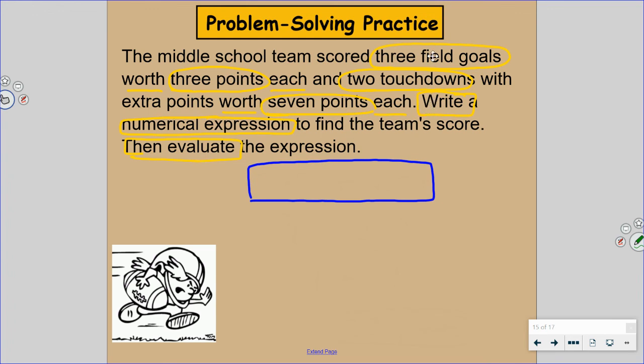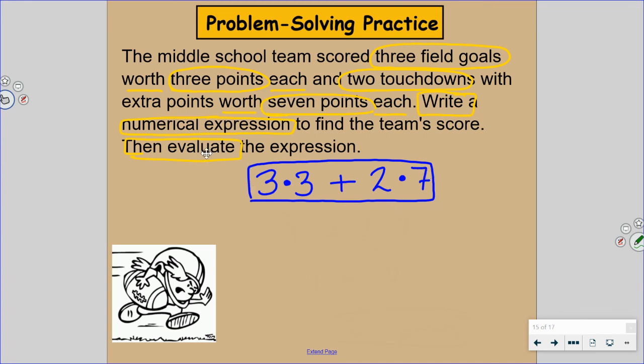First, we're going to write. Now, 3 field goals, 3 points each. It's going to be 3 times 3. But and also means we're going to put something together. So we're going to add. See, we got 3 field goals, 3 points each, and 2 touchdowns, 7 points each. And so here, ladies and gents, is the first part. We've turned a verbal expression into a numeric expression.